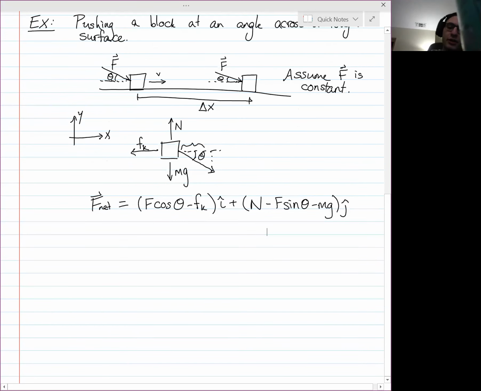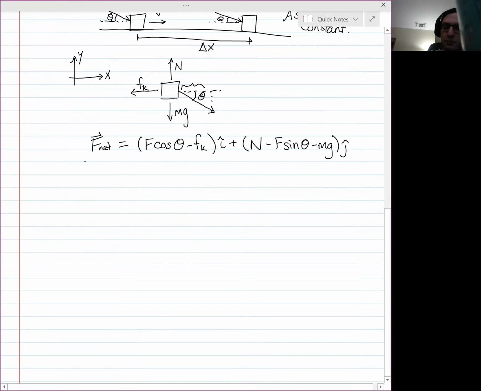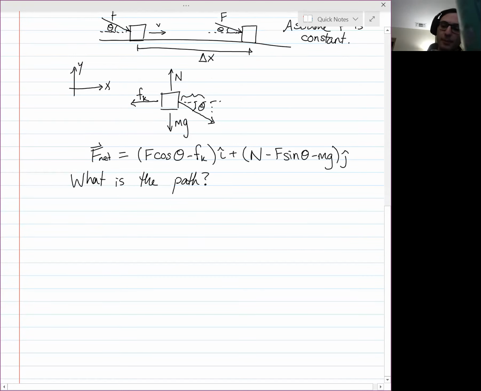So now what's the path? So remember, in order to do this, we have to know what path the object follows. So in our case, the object is only moving in the x direction. By the way, asking what is the path is akin to asking what is dl, the vector. So the object moves to the right, which is the plus x direction.